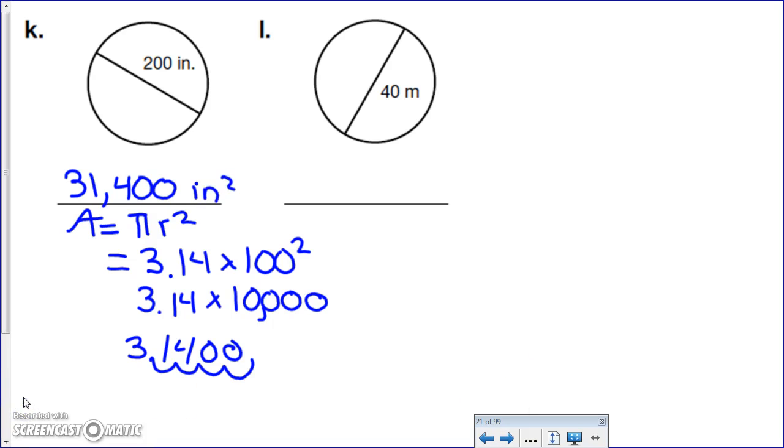For L, again, write the formula out. Area equals pi r squared. Fill in what we know. We know pi is 3.14, and we know the radius of L is going to be 20. 20 squared becomes 400.